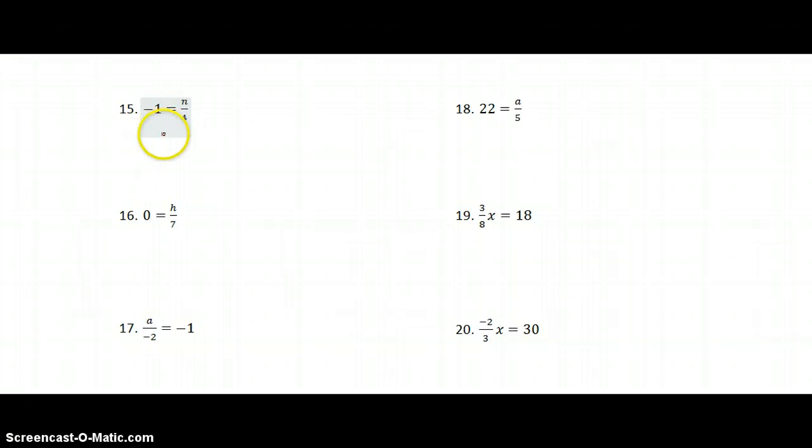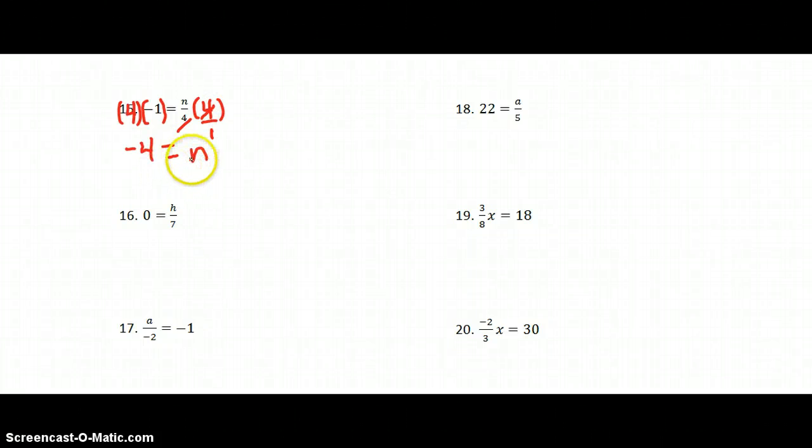Number 15, -1 equals n divided by 4. So what is going to be the inverse of division? It's going to be multiplication. So we need to multiply. Be careful, that's a -1 that we're going to multiply times 4. So 4 times -1 is -4. And what happens here, 4 is understood to be over 1, and 4 over 4 cancels out to be 1, and that leaves us with 1n.